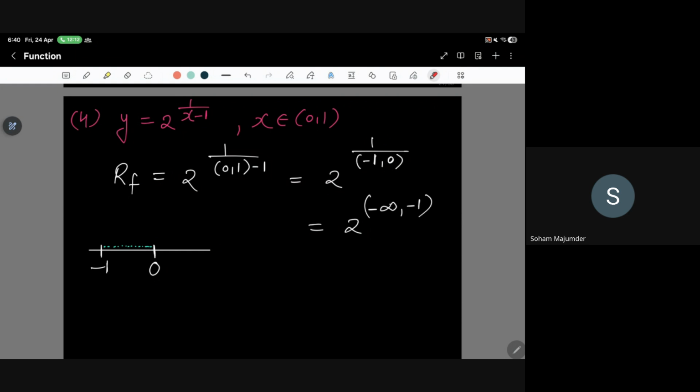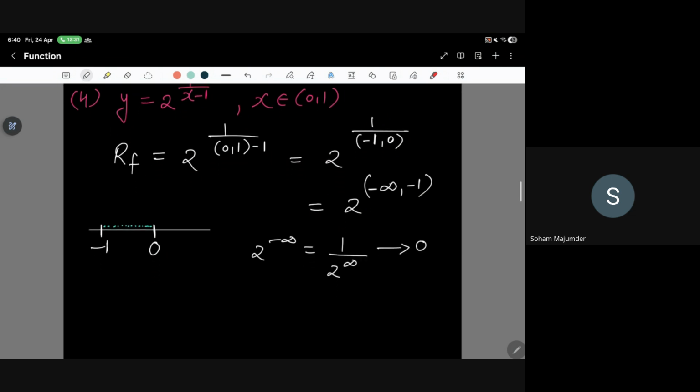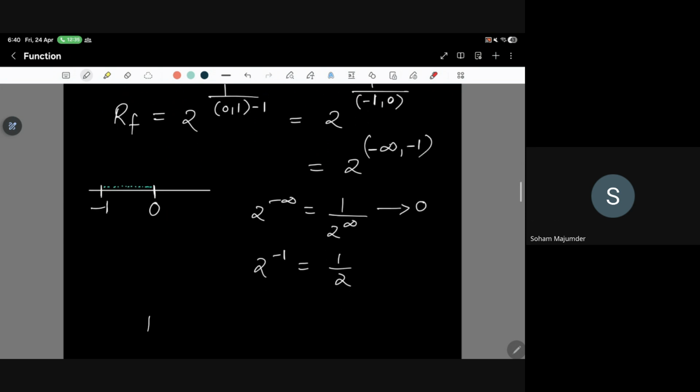Right? So the range will become 2 to the power minus infinity to 2 to the power minus 1. Now 2 to the power minus infinity is 0. 2 to the power minus infinity means 1 upon 2 to the power infinity, so that is almost 0. And 2 to the power minus 1 is 1 upon 2. So the range of the function comes from 0 to 1 upon 2.